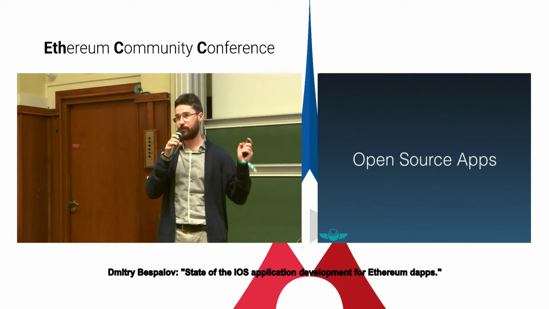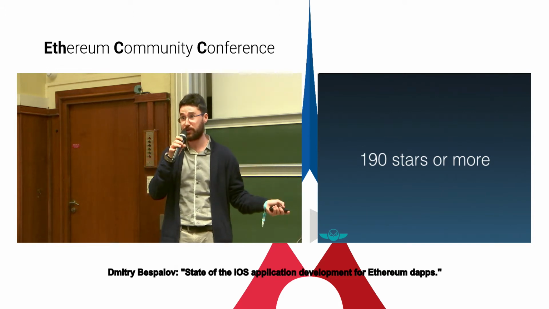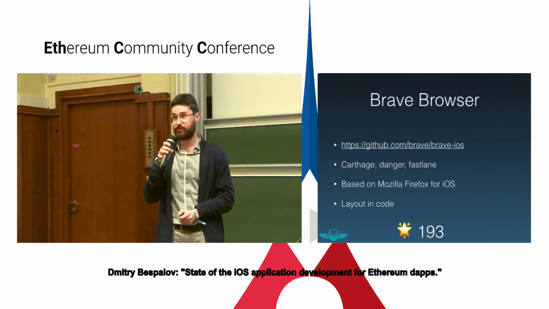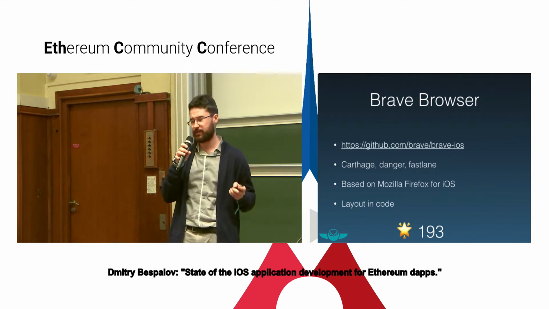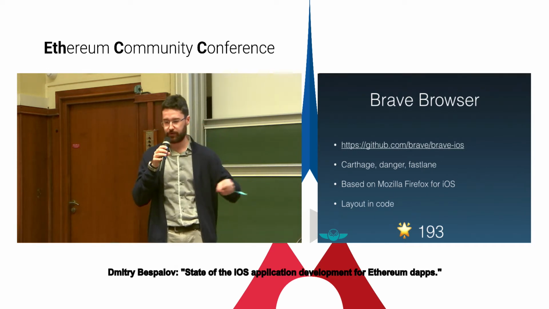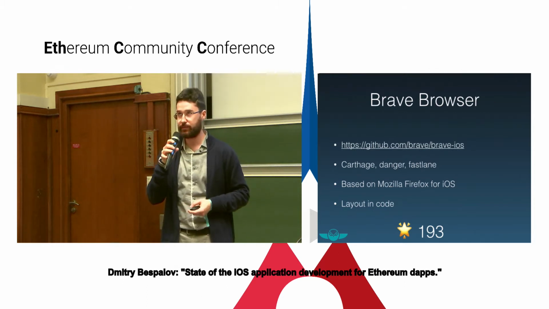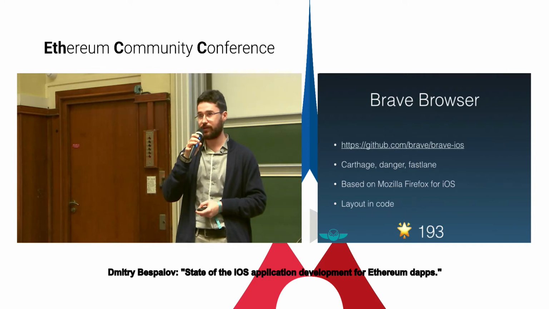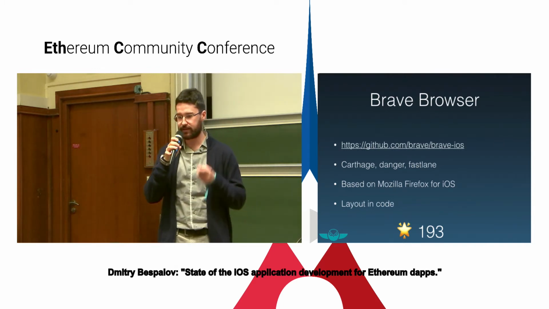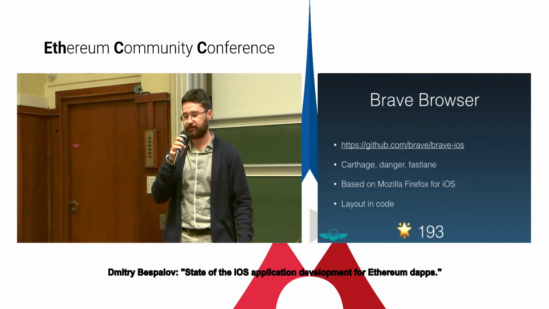I'm not going to go through all 11. I'm going to go through all the apps that have 100 stars or more. Brave browser, available for iOS. It's built on top of Mozilla Firefox for iOS, and for the tools, it uses Carthage, Danger, and Fastlane. It mostly has all the layout in code, and the project itself uses auto layout. It's modular because the Mozilla Firefox project is modular, and yeah, quite good.